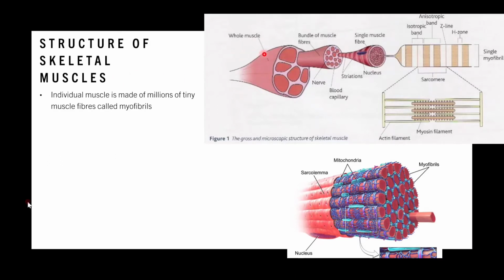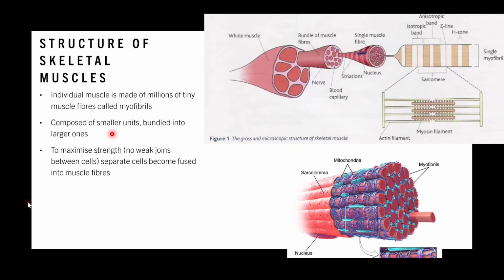Each individual muscle, so here we see our whole muscle, is made up of millions of tiny muscle fibers. You can see this is a section of our whole muscle and it's made up of loads of muscle fibers. These muscle fibers are called myofibrils. Here is one of our single myofibrils, and we're going to look at its structure in a minute. Our muscles are composed of all of these smaller units bundled into a larger one, all of these myofibrils bundled together to form our whole muscle.